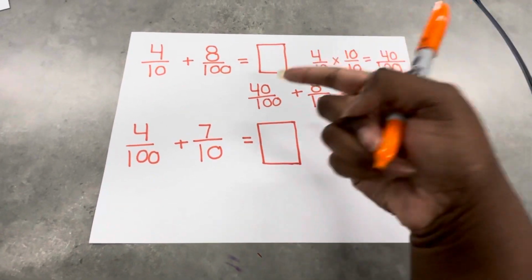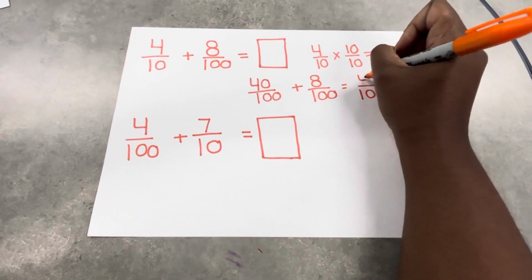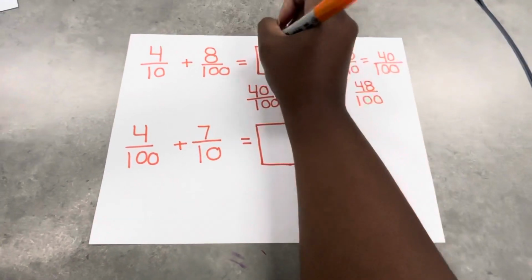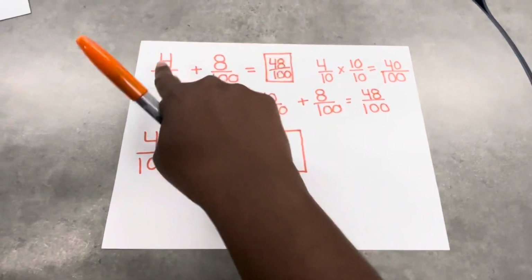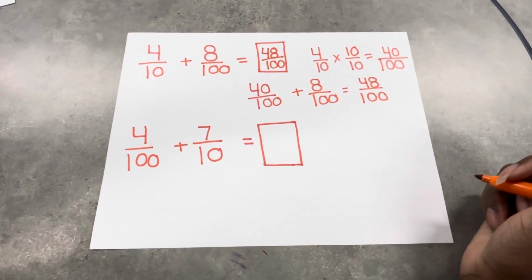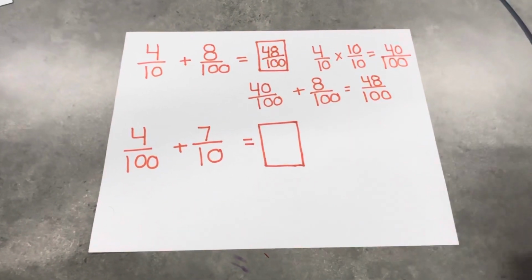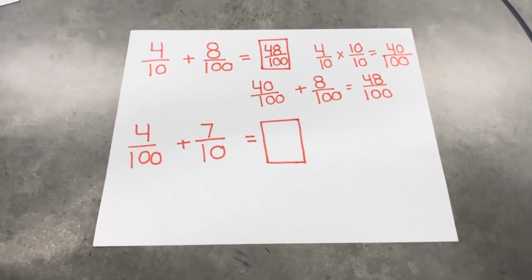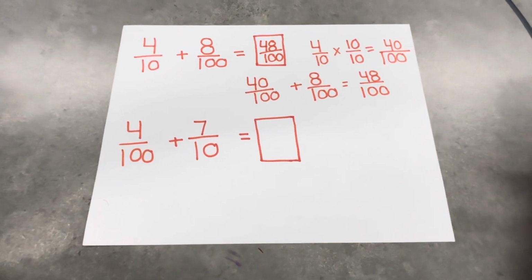Now, the only thing we need to do is add our top number, or our numerator. 40 plus 8 is 48. So my answer is 4/10 plus 8/100 is equal to 48/100. We do not need to change this to decimals. We do not need to change this to a percentage, because this is what we need to learn right now in fourth grade.